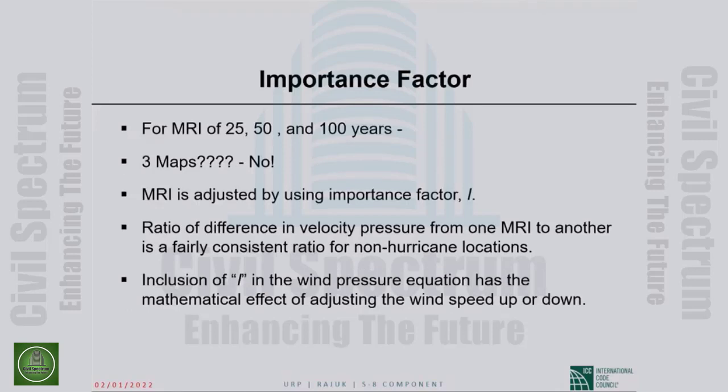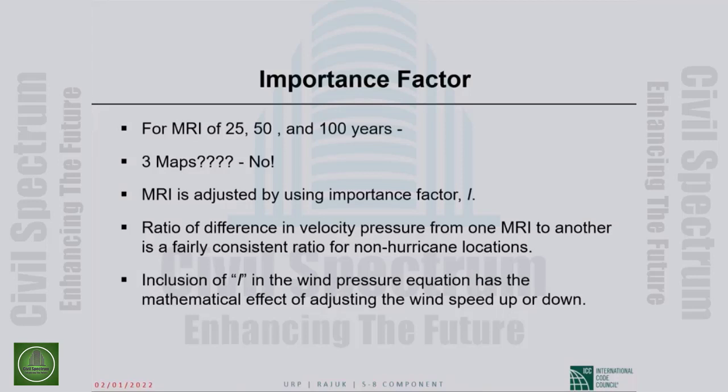Does that require 3 sets of maps? 50-year return period map, 25-year return period map, 100-year return period map. Back then, the answer was no. When I say back then, from 1972 through 2005, the answer was no. We don't need 3 maps. That changed in ASC 7-10. But again, we won't go there.